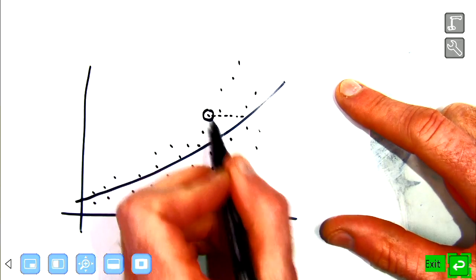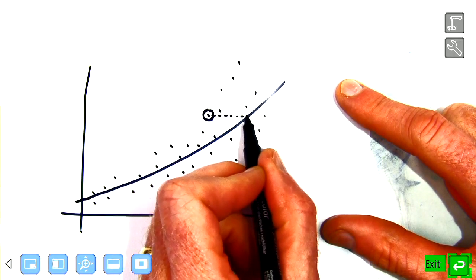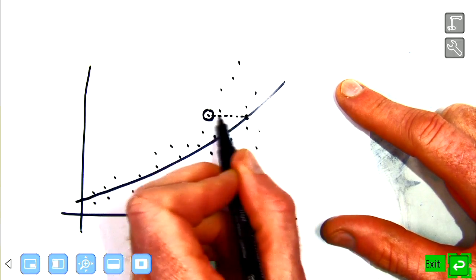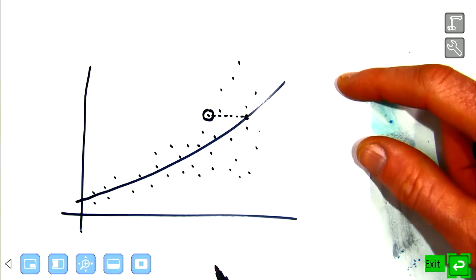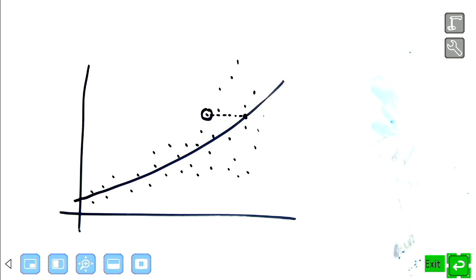So this is the point I'm interested in, and I could just come across here to the line and use that. I could use the horizontal distance, okay? So that's one option. I could use the vertical distance, right? So in other words, instead of going across horizontally, I could go down vertically, and I could use that distance. Other choices: I could use the perpendicular distance, right?